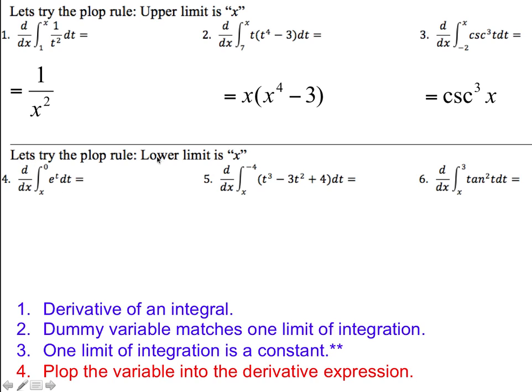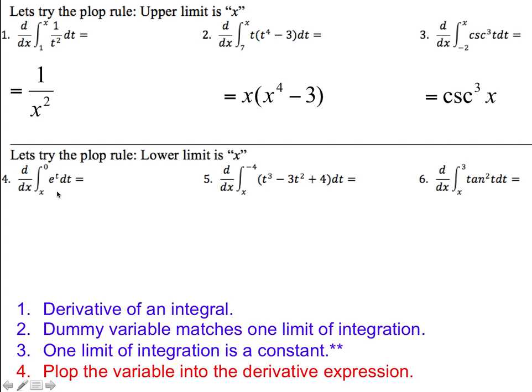it says let's try the plop rule now with the lower limit being x instead of the upper limit being x. I'm being asked to take the derivative of an integral. My dummy variable matches a limit of integration, but it matches the lower limit. Okay, I still have a constant for the other limit, so that criteria is met.